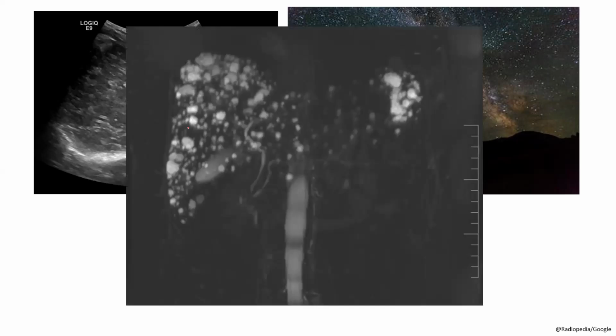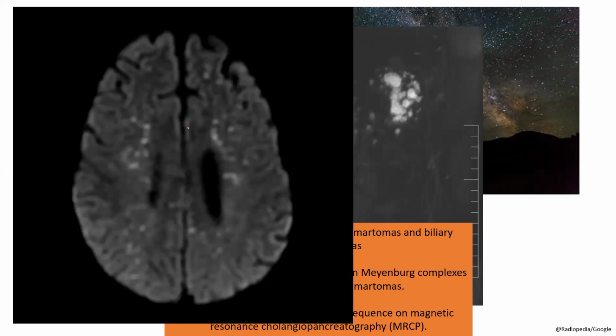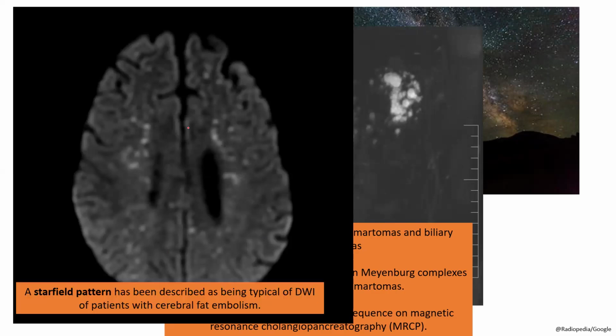Starry sky appearance is also described in biliary hematomas or microhematomas because of presence of multiple von Meyenburg complexes on MRCP sequence. Starry sky appearance is also described on DWI sequence in cases of multiple cerebral fat embolism. So this is because of multiple foci of acute infarct, microinfarcts in the brain.